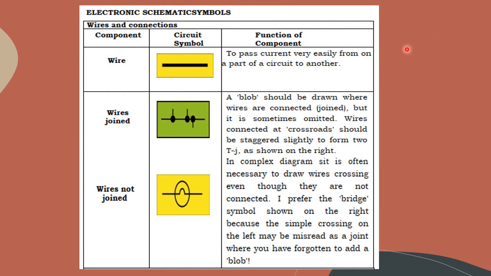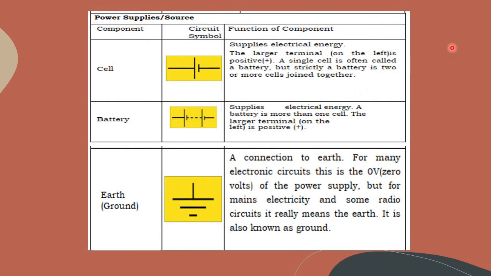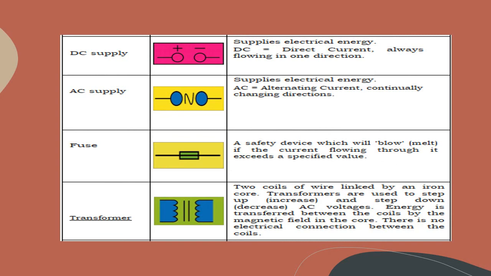So we have here the electronic schematic symbols for wires and connections. These symbols were already discussed in your previous quarter. We have a symbol for the wire, wires joined, wires not joined. For power supplies or sources, we have the cell, the battery, and the earth ground. Make sure to familiarize yourselves with the symbols. We have the DC supply, AC supply, the fuse, and transformer.